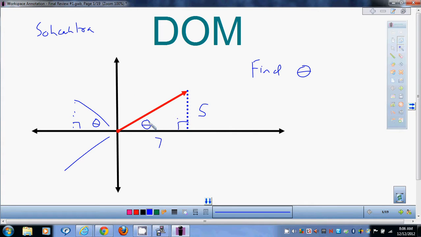Okay? So from the angle, which two sides did we have? We had opposite and we had adjacent. Which trig function is that? Tangent. So it was tangent of theta equals 5 over 7, and then you took inverse tangent of 5/7, making sure you're in degree mode. And there you go.